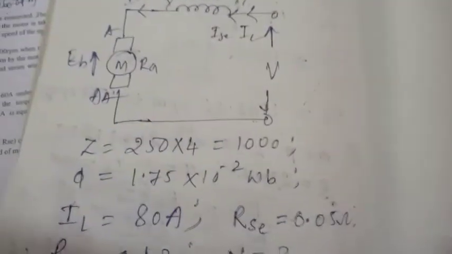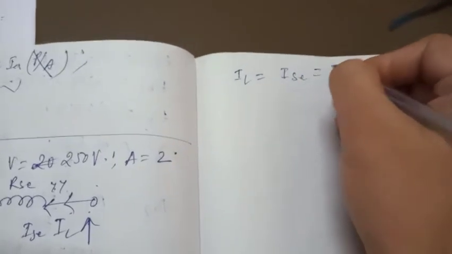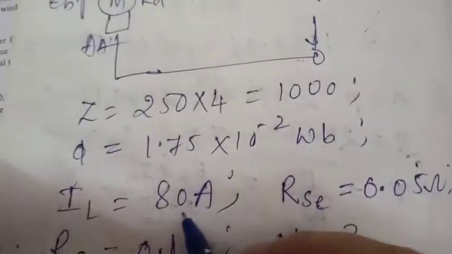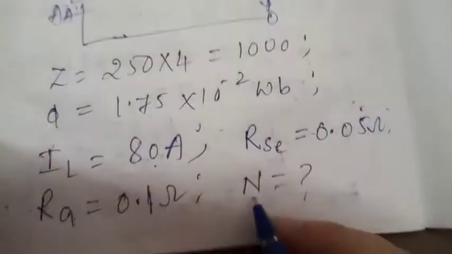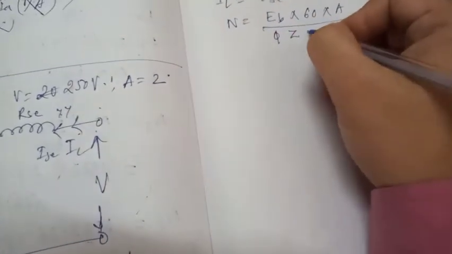It's a very simple problem. So RA they have given, RSE they have given, IL they have given. In a series motor, IL must be equal to ISE must be equal to IA. No need to calculate the IA value. IA itself is IL, so 80 amps. I have to calculate speed N. N is equal to, I have the formula, EB into 60 into A divided by phi into Z into P.